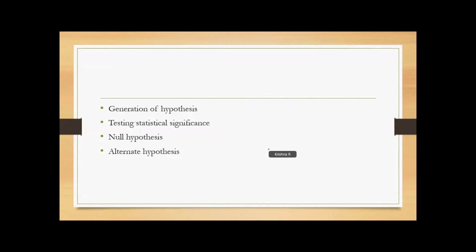The next important thing is the testing of significance. Before going into the testing of significance, we'll see what the null hypothesis and alternate hypothesis are. The null hypothesis is that there is no association between the two variables. The alternate hypothesis is that there is an association between the two variables. You cannot straight away prove the alternate hypothesis. For proving the alternate hypothesis, you have to reject the null hypothesis.